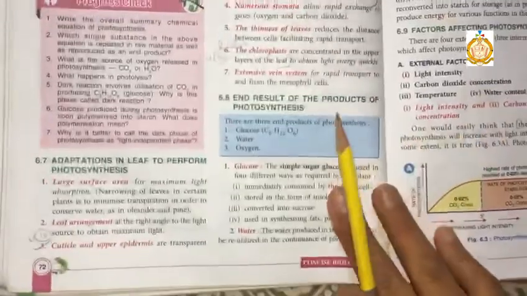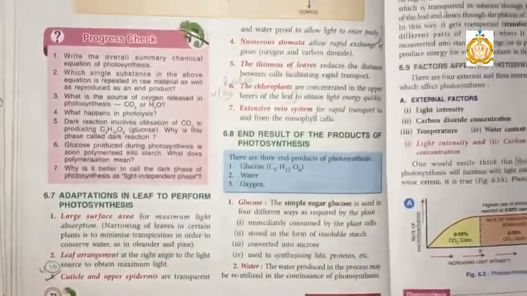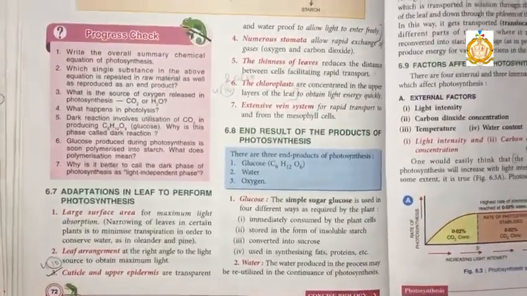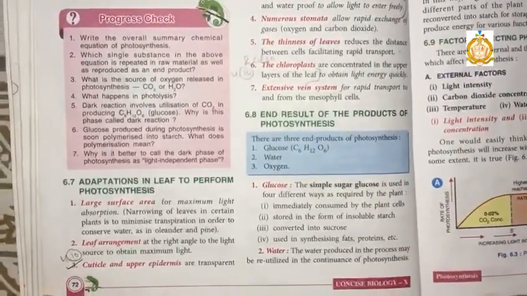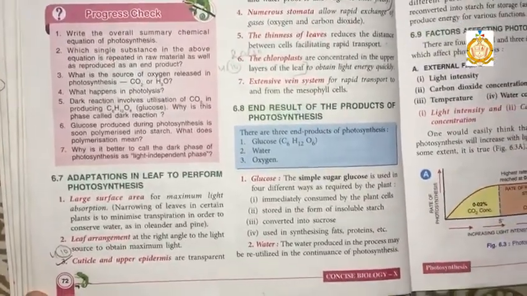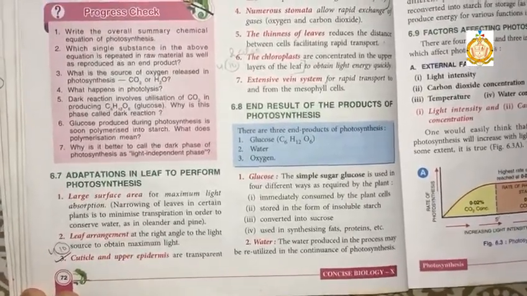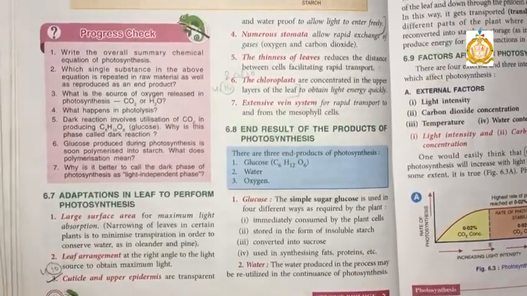Next is adaptation in the leaf to perform the photosynthesis process. First thing is large surface area. The maximum light is absorbed whenever the surface area of the leaf is large. The more the surface area, the more light is trapped by the leaf, and the more photosynthesis will take place. Leaf arrangement: the leaves should be at right angles so that they obtain maximum light.